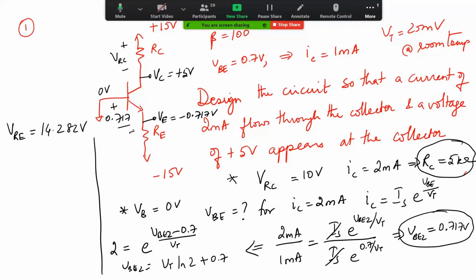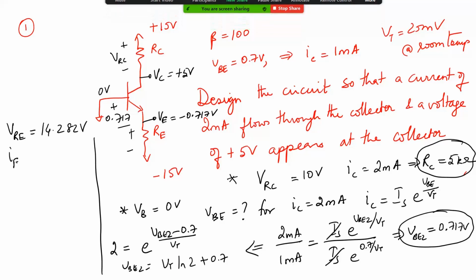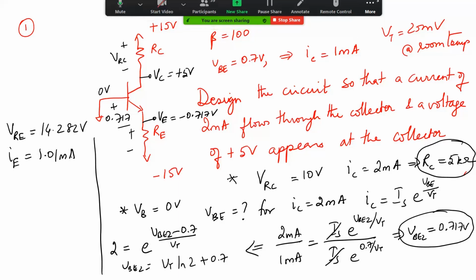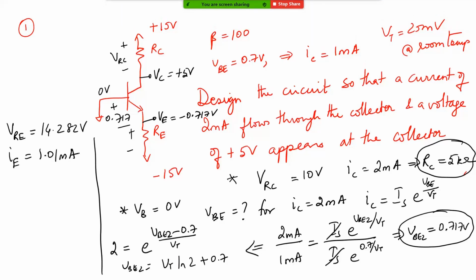This is the drop across the resistor. Now what is the current? What is IE? 1.01 milliamps. Very good. How do you get 1.01 milliamp? You have beta, so you can use (beta plus 1) by beta into IC. So you know the current, you know the drop across the resistor. Now it is very trivial to find the value of RE.